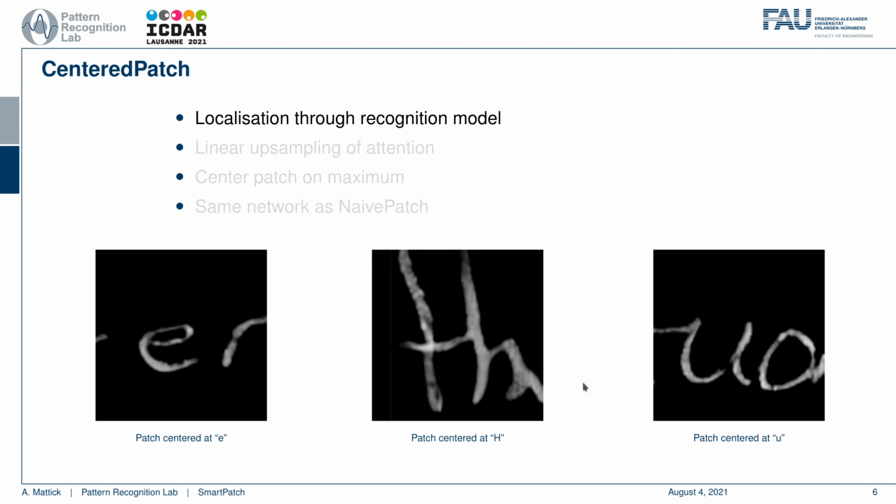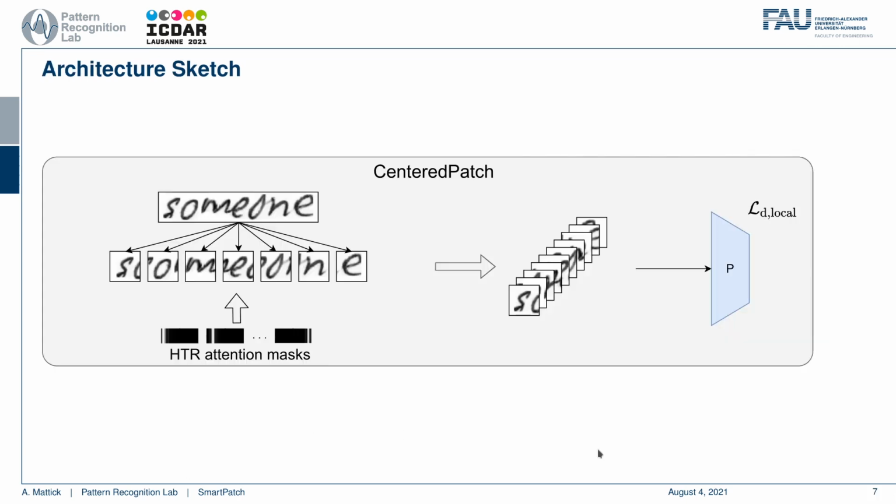And this is our second approach, which is centered patch. The idea here is we localize the different characters through the recognition model. To do that, we linearly upsample the attention and center the patch on the maximum. We maintain the same network as the naive patch. And as you can see, this localization already works pretty well. This is how the model looks now. We take the HTR attention mask and center the patches on that. And as you can see, we now don't have the phantom N, and we have fewer patches.